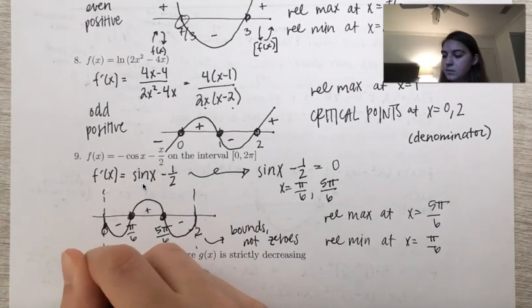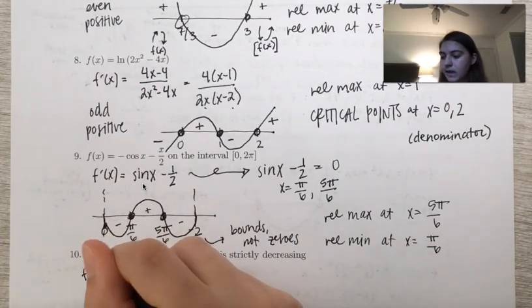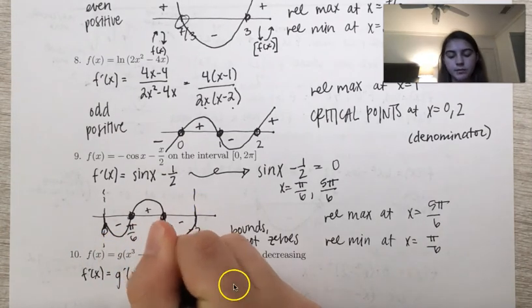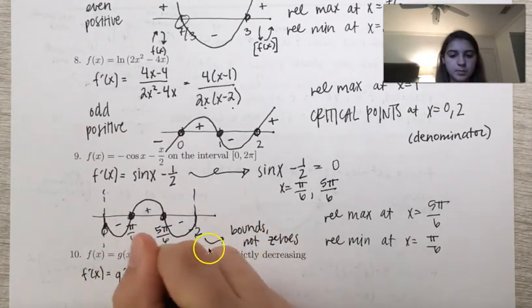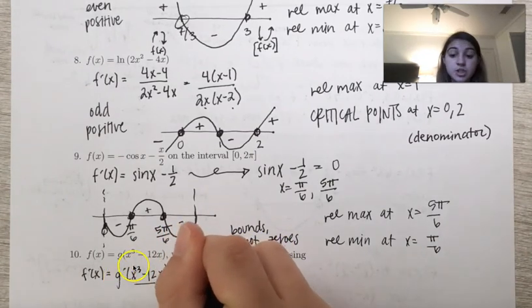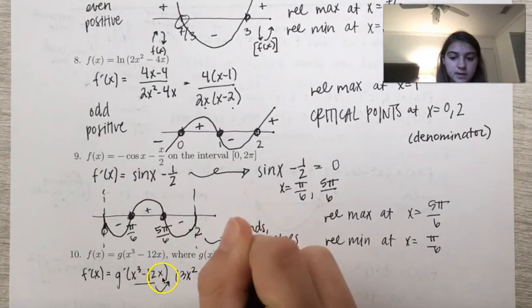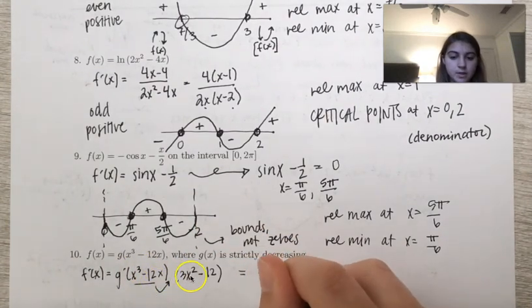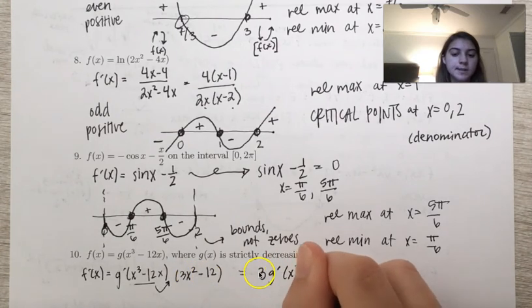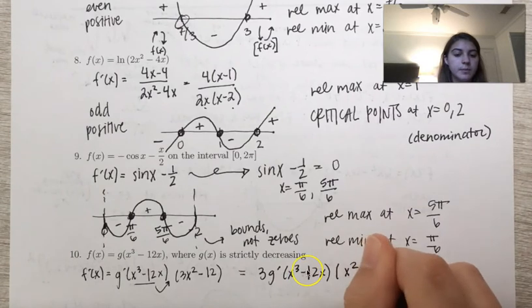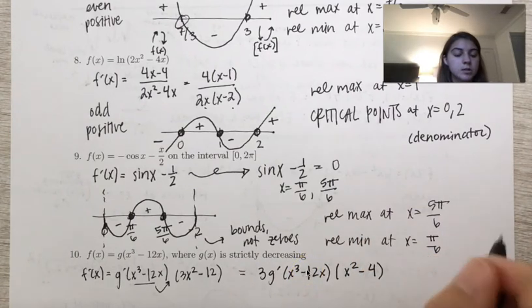Number 10, f prime of x. We're just going to go ahead and factor it, take the derivative and factor, and then we'll get to this g of x, the strictly decreasing part. So that's g prime of x to the third minus 12x, and then we have chain rule. So we do times 3x squared minus 12. And that would be, pull out the 3. So we got 3g prime of x cubed minus 12x times x squared minus 4.